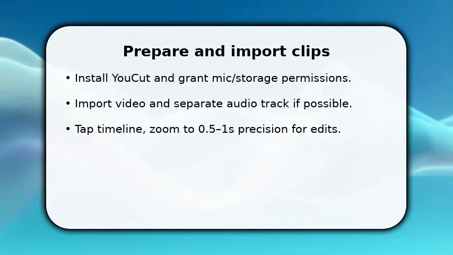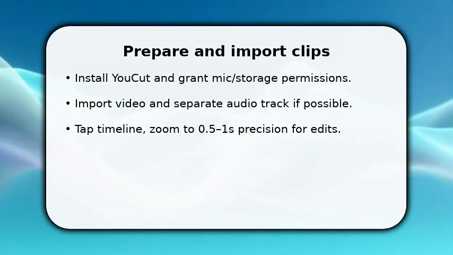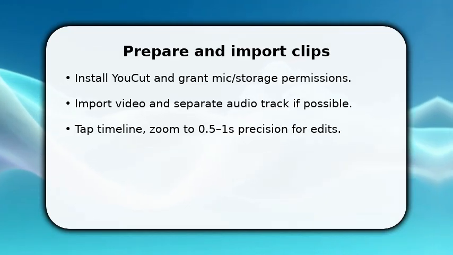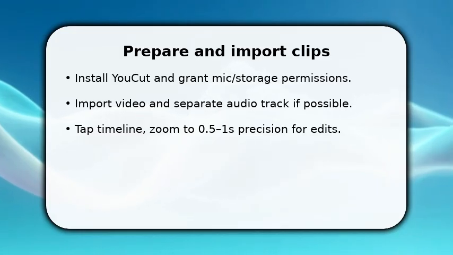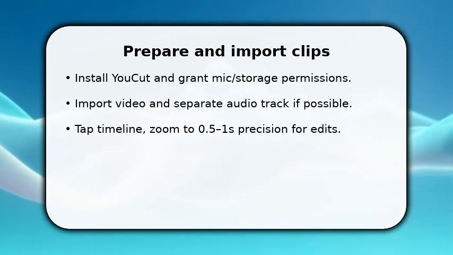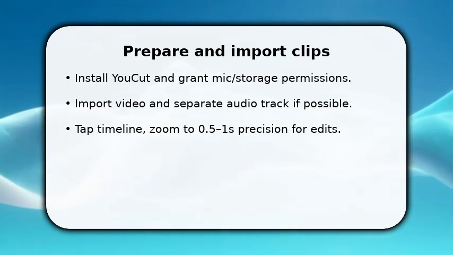You start by opening Youcut and importing the clip you want to fix. Tap the timeline and zoom in so you can edit at 0.1-second precision. This matters for locating noise bursts. Once the file is loaded, split the track where background sound appears and duplicate the segment as a backup.